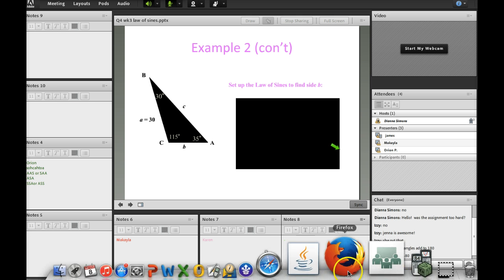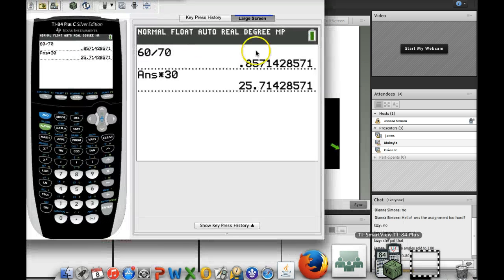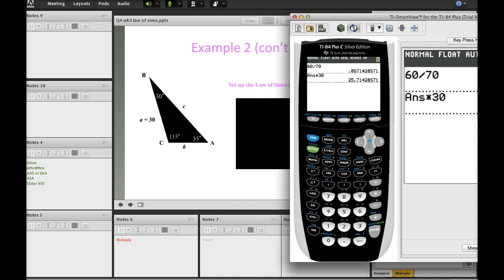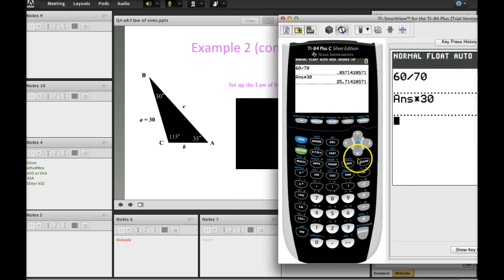Since I don't have this written down, I have my calculator. Let me move it. So, this is how you would use your calculator. Let's set it up where we're going to have sine of C over side C. Now let's put our sides on top.